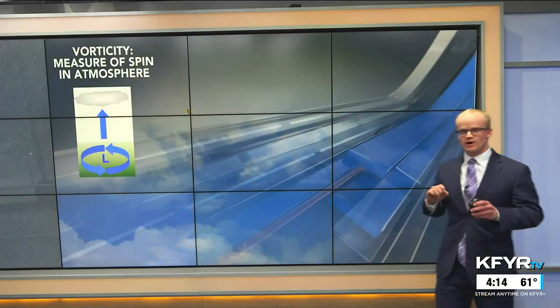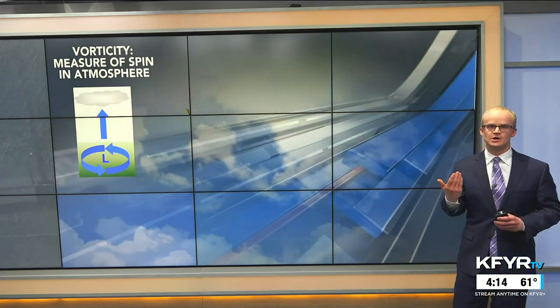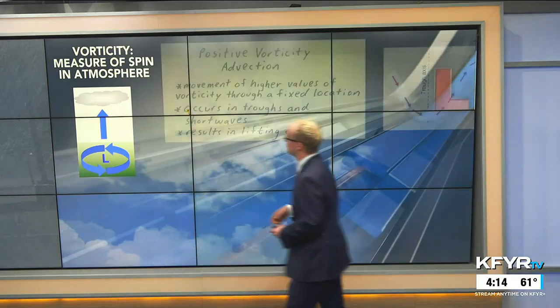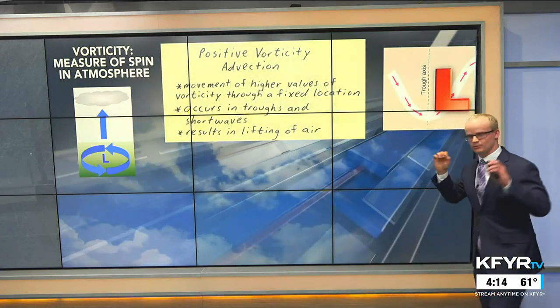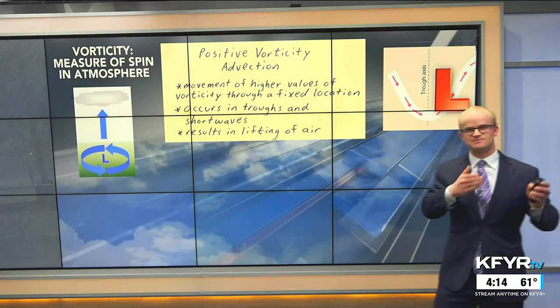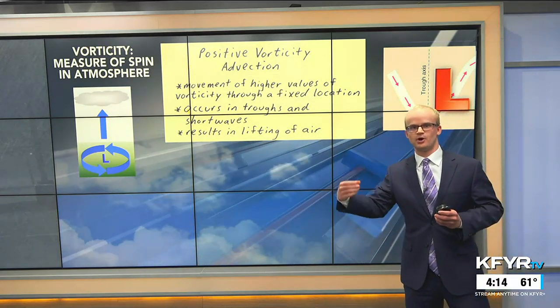A couple weeks ago, I talked about vorticity, which is a measure of spin in the atmosphere. And when there's more vorticity, that means we're going to have more lift, we're going to have more storminess because areas of low pressure rotate counterclockwise. There's a process with advection here called vorticity advection. It means we have that spin moving into a different part of the atmosphere.